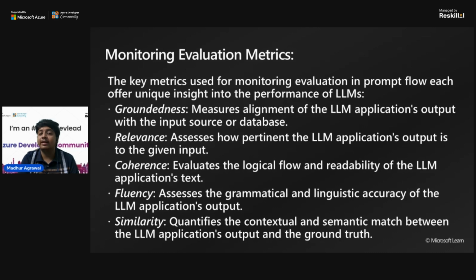The groundedness measures the alignment of an LLM application's output with the input source or database. The next thing we have is relevance, which assesses how pertinent the LLM application's output is to the given input. The coherence evaluates the logical flow and readability of the LLM application's text. The fluency assesses the grammatical and linguistic accuracy of the LLM application's output. Then the next thing is similarity, which quantifies the contextual and semantic match between the LLM application's output and the ground truth. So these are some of the evaluation metrics that determine how your LLM is performing.